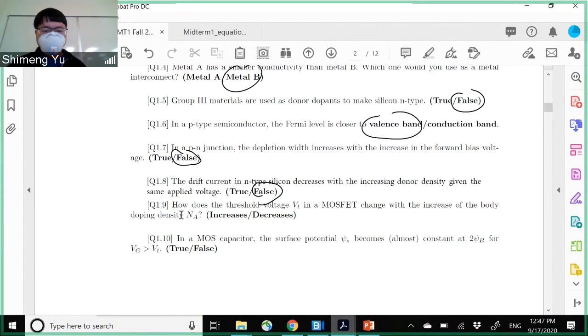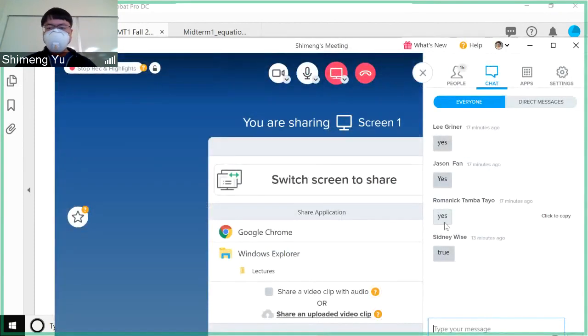And number 9, how does the threshold voltage Vt in a MOSFET change with increase of the body doping density Na? So this is like an N-type MOSFET. So your doping is P-type to the substrate Na. So the threshold voltage Vt, increase or decrease? This is what we just discussed in lecture 8. Any answers from the chat? Increase or decrease?